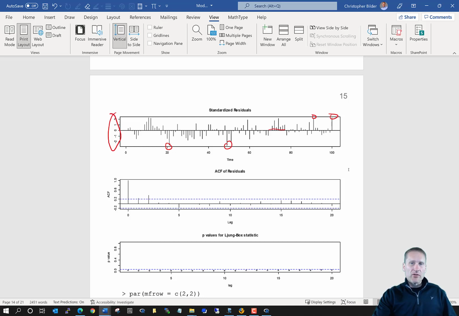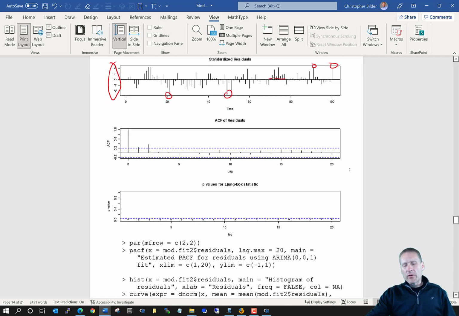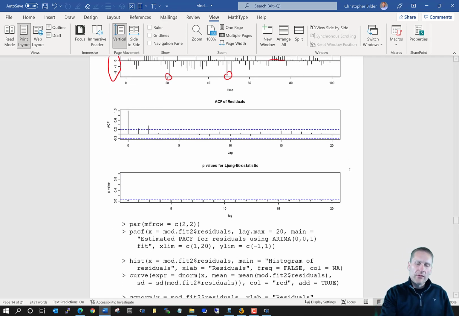I wouldn't make a formal judgment based alone upon what I see, but I'd be more suspicious now. So when I come down to this plot of the ACF of the residuals, take a look at this. We do have a significant autocorrelation at lag 1 for the residuals, maybe marginally significant at lag 2. Otherwise, not too bad.